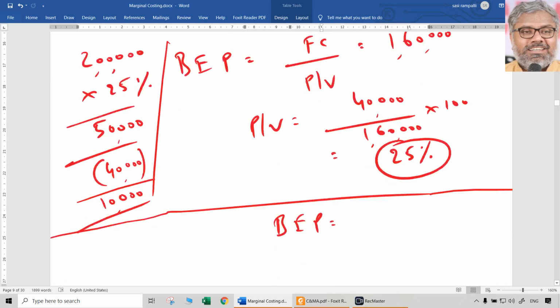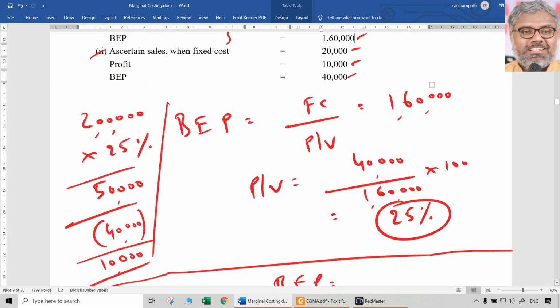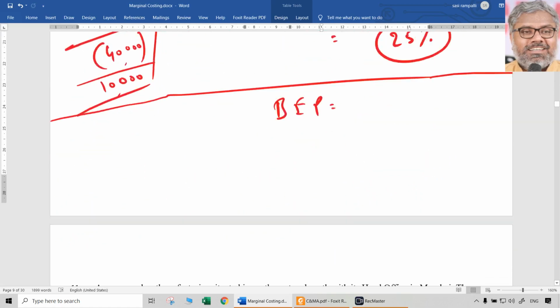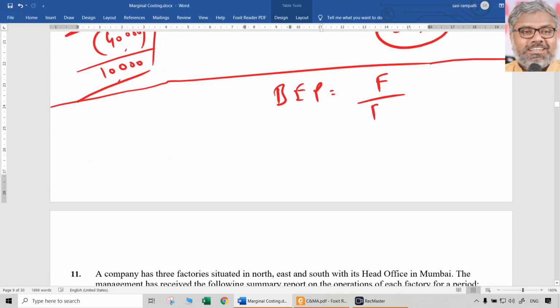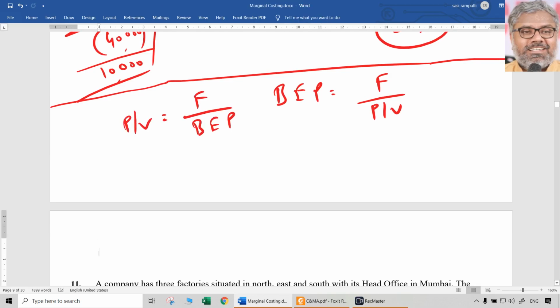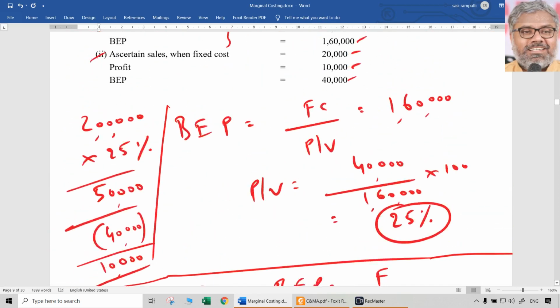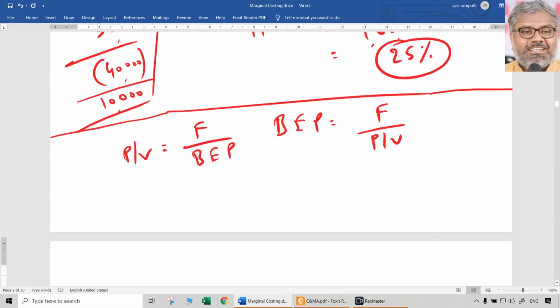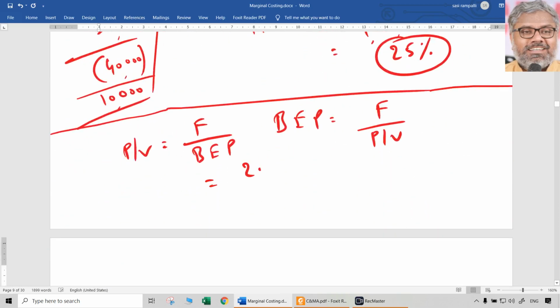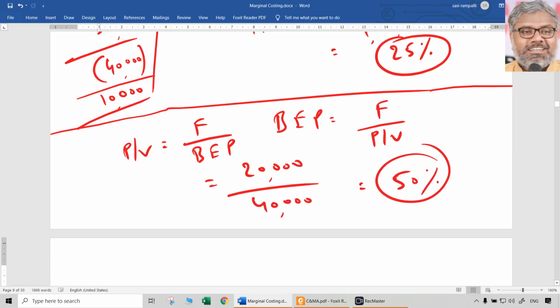When break even point is 40,000 and fixed cost is 20,000. Same, break even point formula is what? Fixed cost by PV ratio. How can we find out PV ratio? Fixed cost by break even point. Cross multiplication. Fixed cost by break even point, you can get PV ratio. If you know one formula, all other formulas are already known. As good as that. So PV ratio we can find out. Fixed cost is given, break even point is given. 20,000 divided by 40,000. That means PV ratio is 50% naturally. Right? That is the PV ratio.